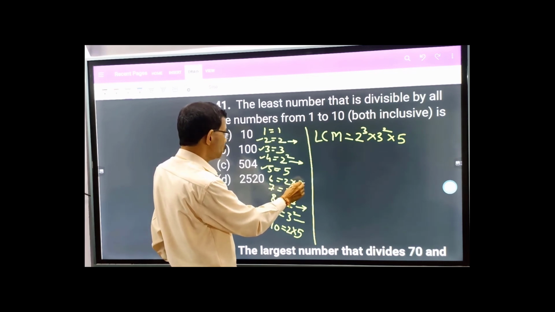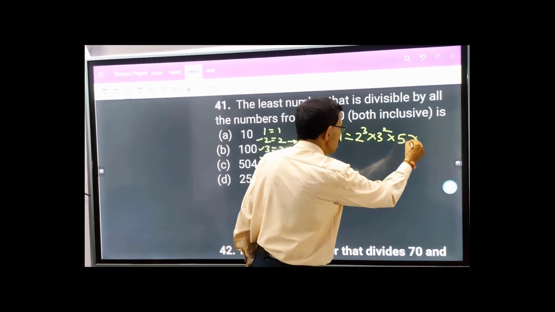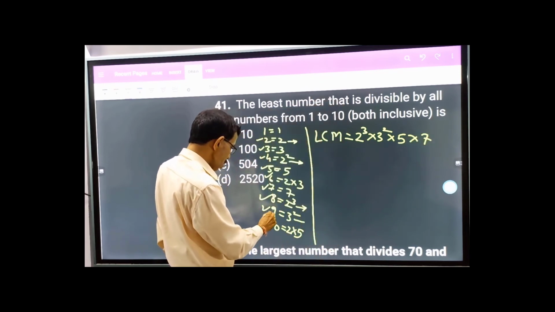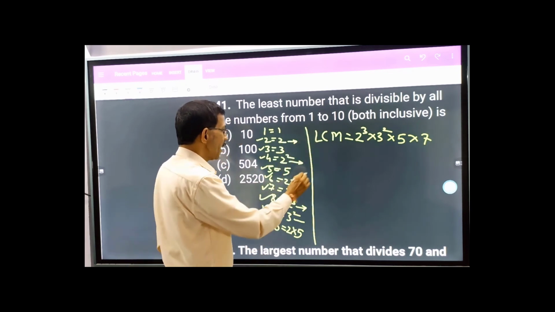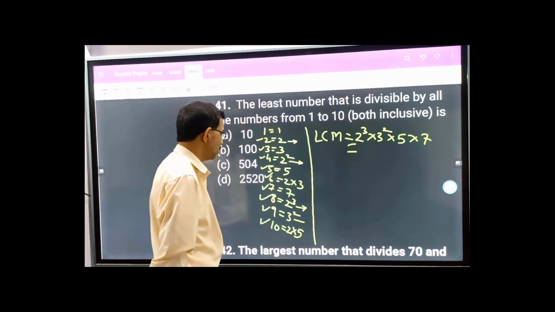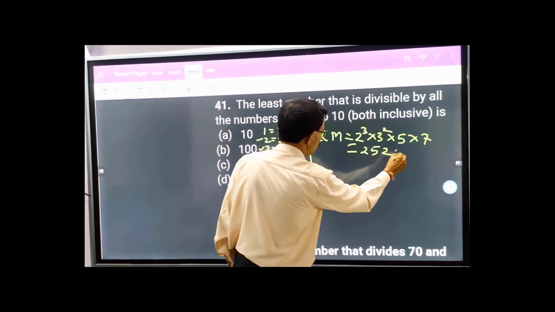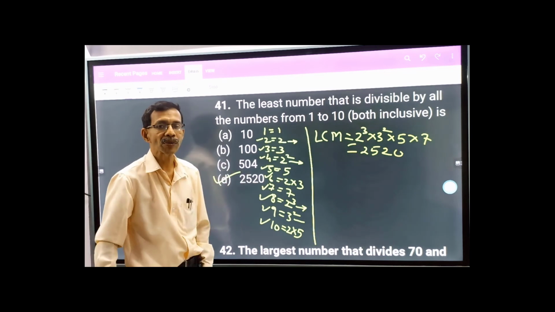2 and 3 are both over. Then 7, so multiply by 7. Here 2 cube is over, 3 square is over, and 2 and 5 both are over. And if you calculate, this will work out as 2520. And therefore option B is the correct option.